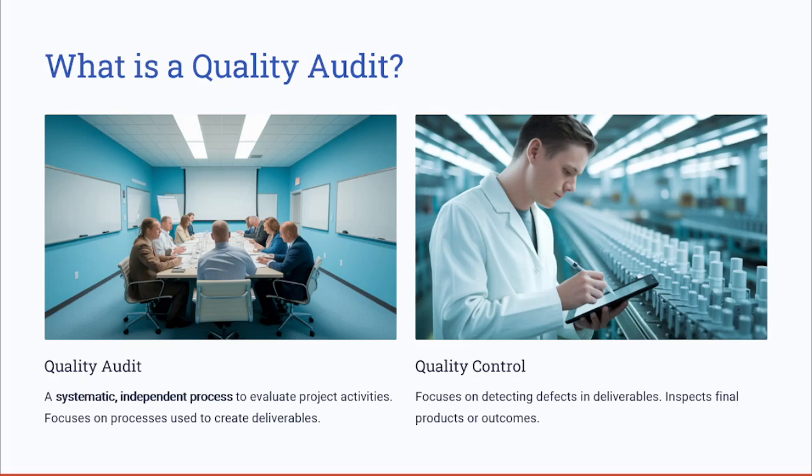So we say that the quality audit is a process used during the execution phase, while quality control is used in the monitoring and control process. So it's better to use these quality audits to ensure that you have fewer defects found in the quality control and inspection, for example.